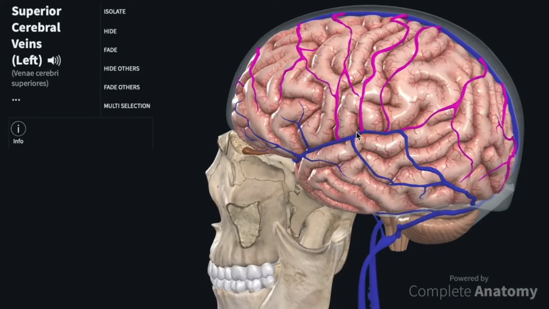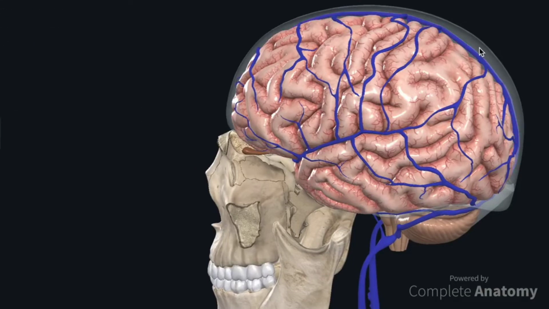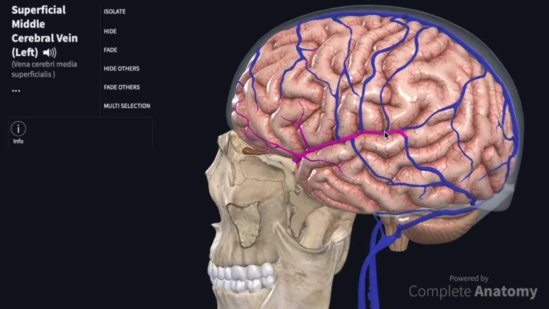These veins extend along the lateral surface superiorly, and they drain into the superior sagittal sinus. We can see the superior sagittal sinus within the falx cerebri. The superficial middle cerebral vein travels within the lateral or sylvian fissure and drains into three different sinuses.